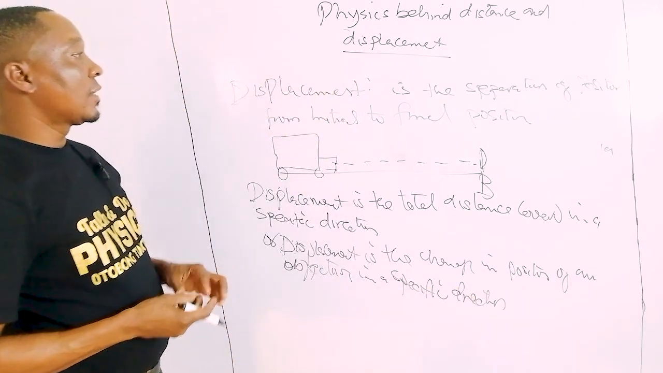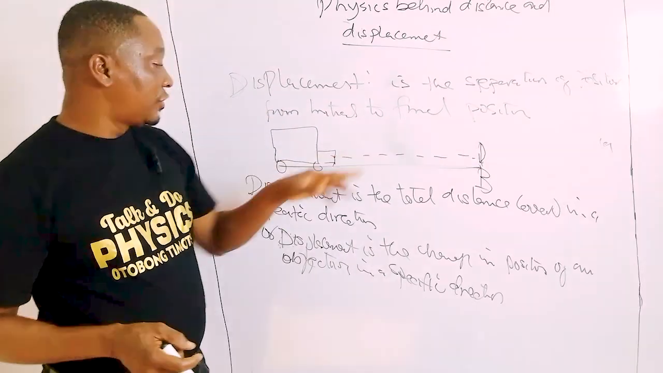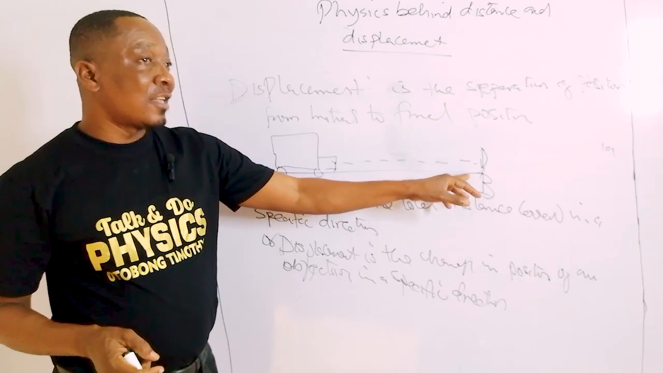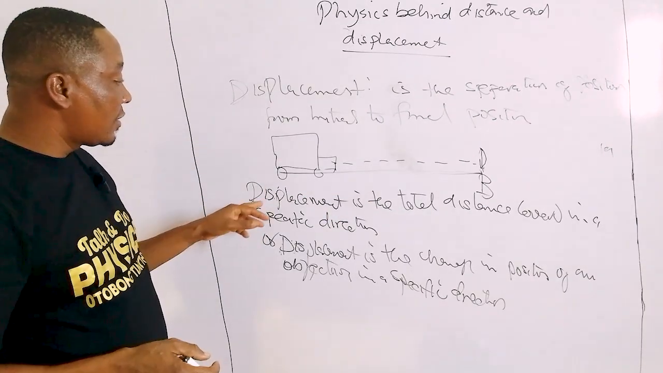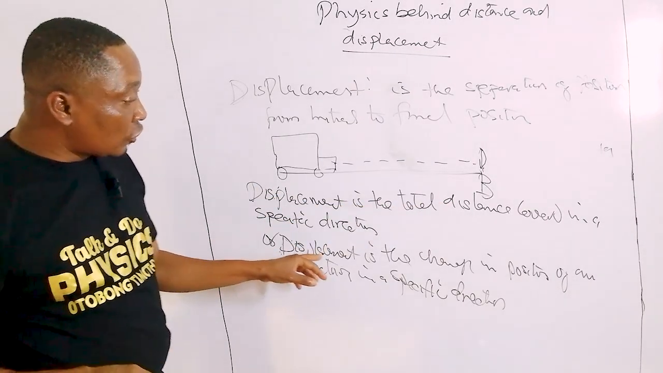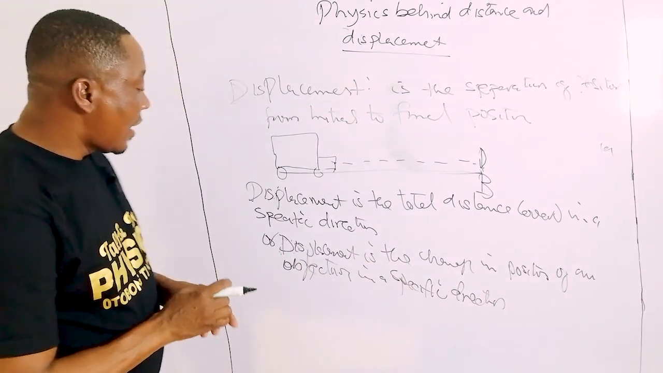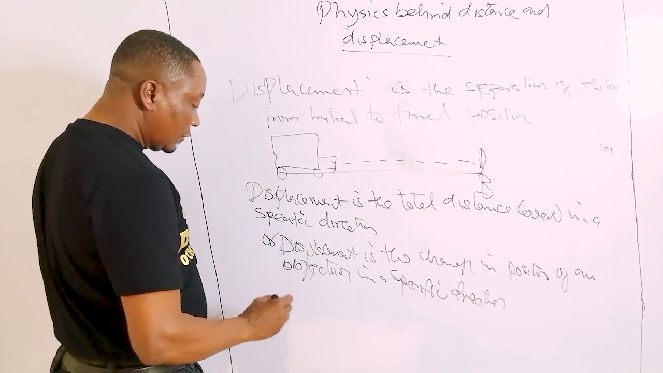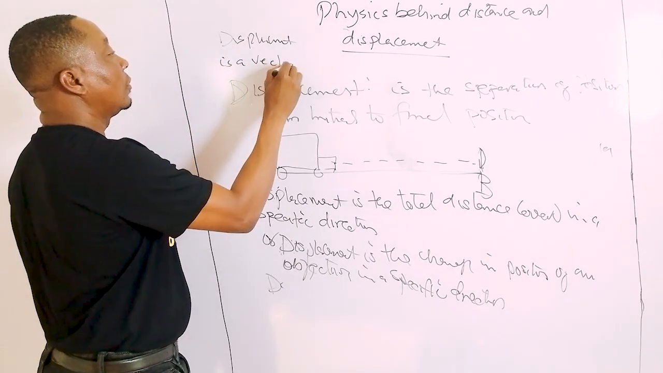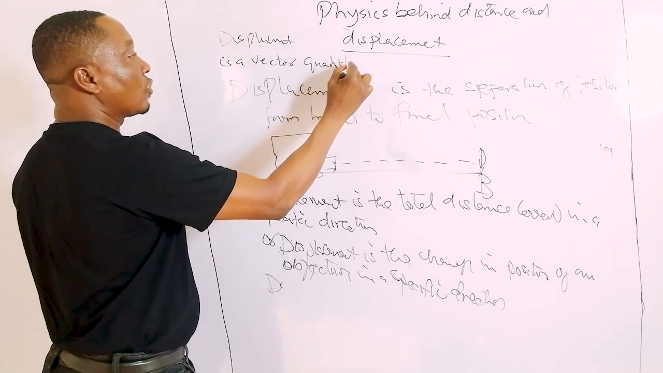So as you can see, displacement is a separation of position from initial position to the final position. Like we illustrated, a car moving from a point A to a point B has created a distance, and that is displacement. Displacement is the total distance covered in a specific direction. Displacement is also a change in position of an object in a specific direction. And displacement is a vector quantity. Displacement is a vector quantity.